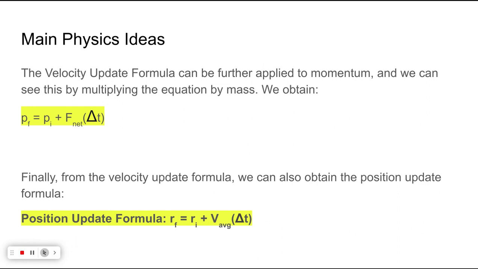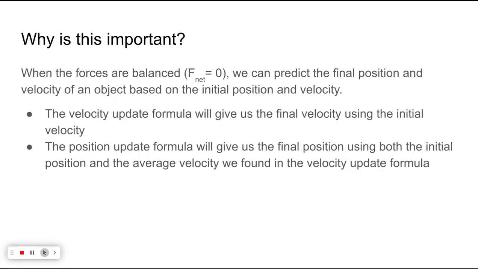The velocity update formula can also be applied to momentum by multiplying both sides of the equation by the mass. We obtain that the final momentum equals the initial momentum plus the net force times delta t. We can also obtain the position update formula, which states that final position equals initial position plus average velocity times delta t. Why is this important? Well, when the forces are balanced, we can predict the final position and velocity of an object based on the initial position and velocity.